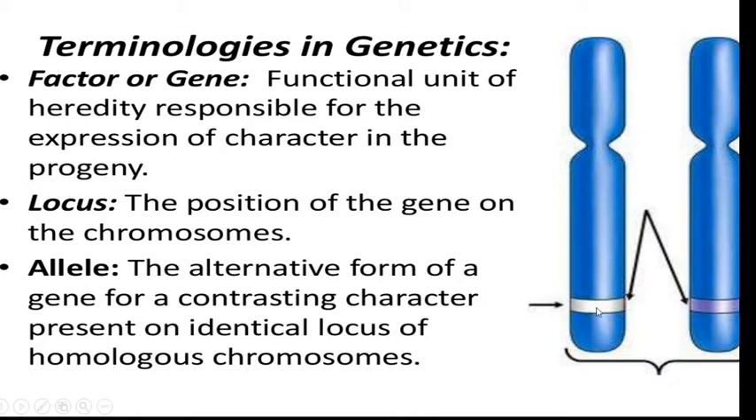Such genes which are responsible for contrasting traits are said to be alleles. So an allele is nothing but an alternative form of a gene. Almost similar, with a little difference, because of which we call it an alternative form of a gene, called allele. What is allele? An alternative form of a gene for a contrasting character, present on the identical locus of homologous chromosomes, is called allele.